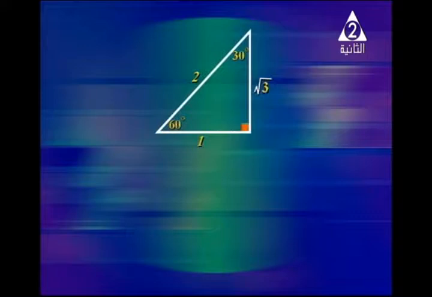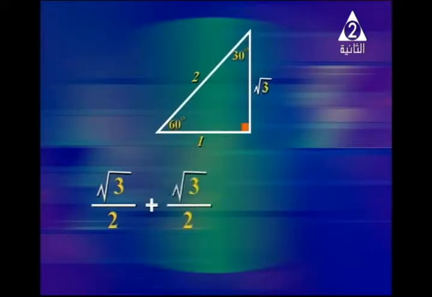Now, can you find sine 60? Yes, sine 60 will be opposite over hypotenuse. So it is root 3 over 2. Plus, what about cosine 30? Cosine means adjacent over hypotenuse. So it is root 3 over 2.